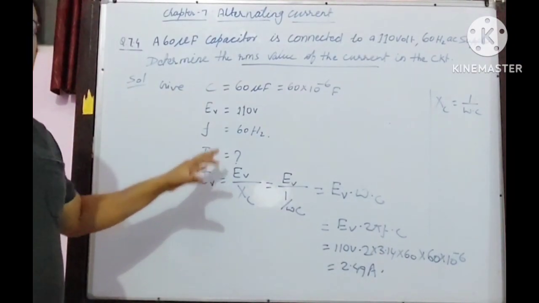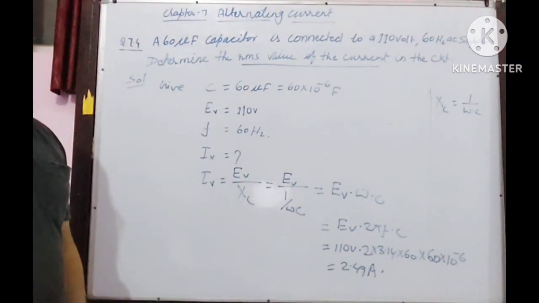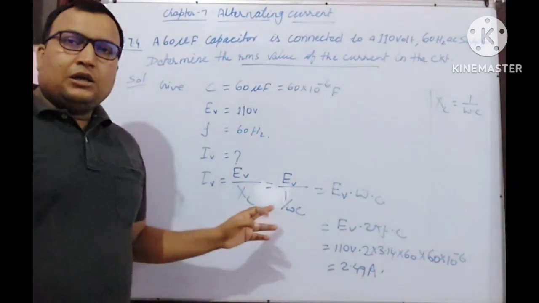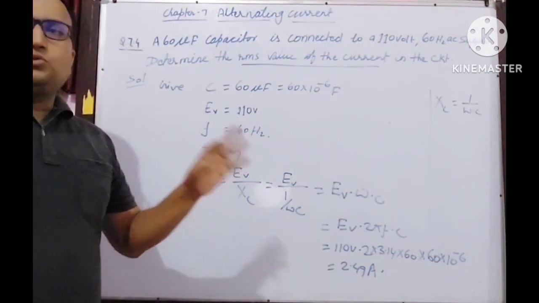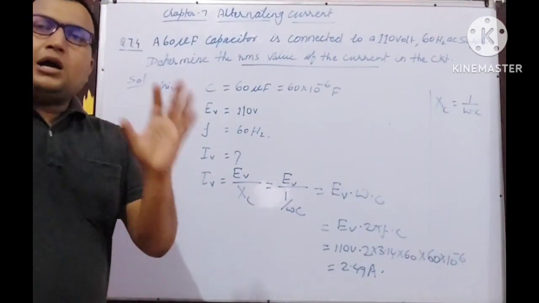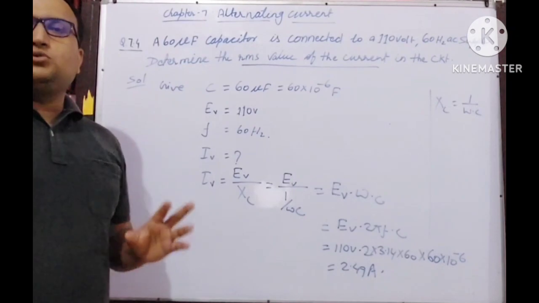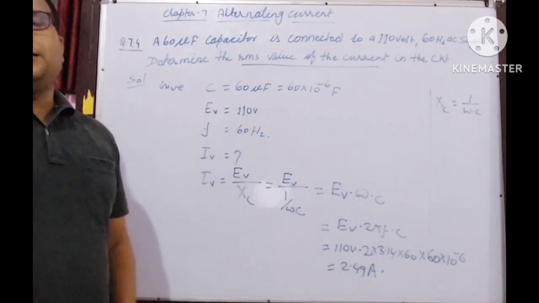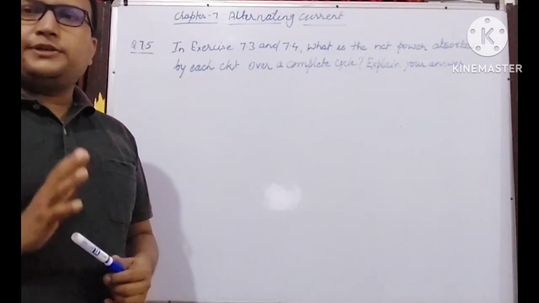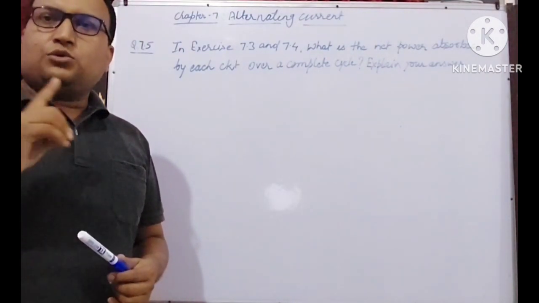What I said, all these questions are formula based. If you have any confusion about XC, then what you have to do? You have to go through the concept of AC through a capacitor. Once you go through this concept, you will easily get this answer. Okay? For any students. Now the next question.